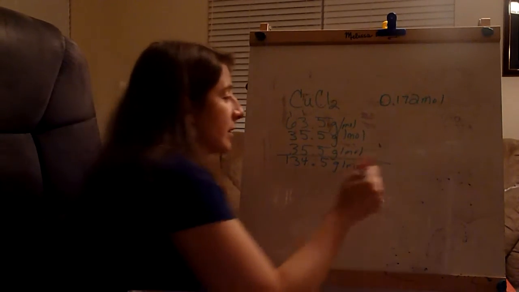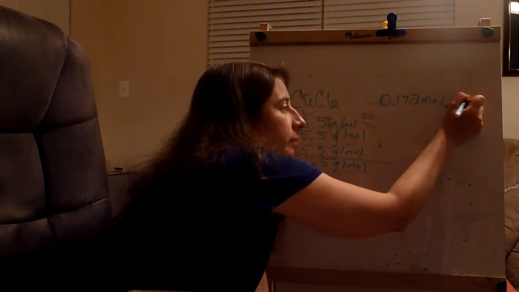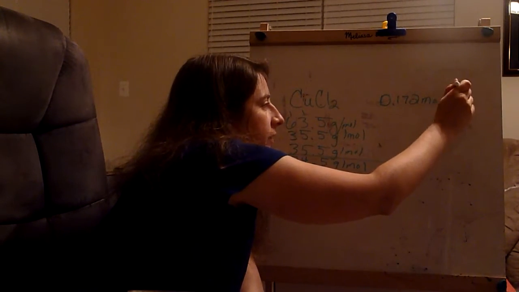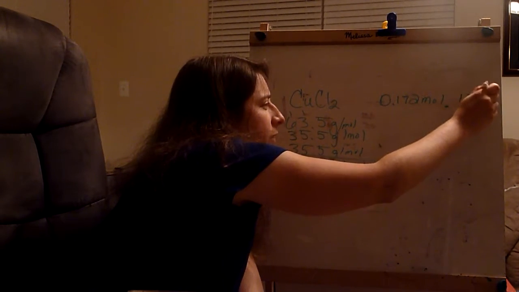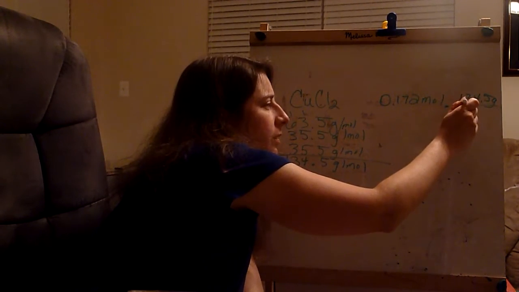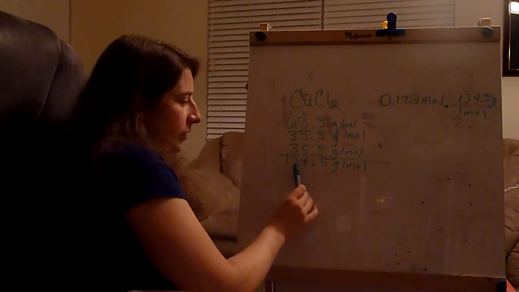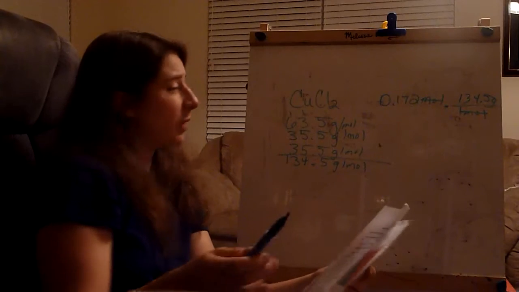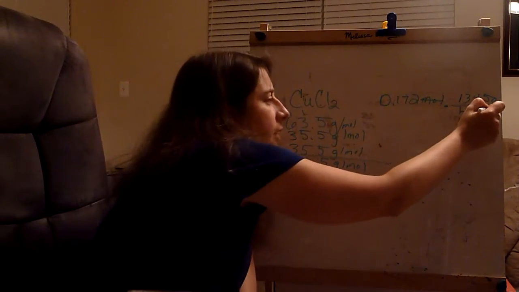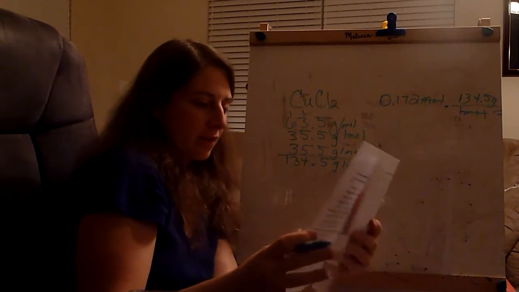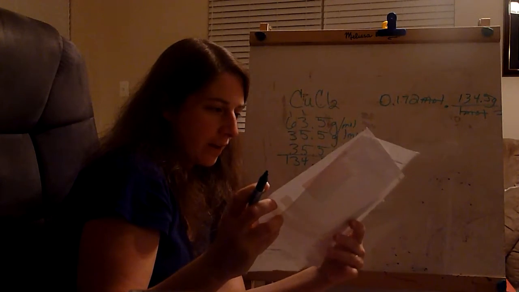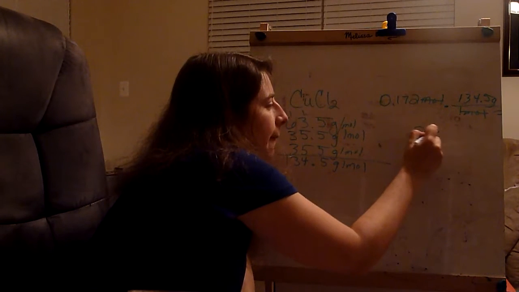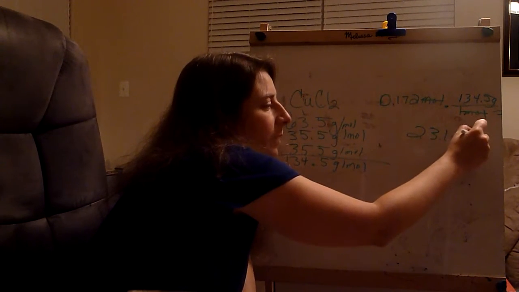Well, I'll just use my mole ratio. And I find I have 134.5 grams to a mole from here. So that means I can cancel out my moles. If I multiply 0.172 times 134.5, I find that I have 23.1 grams of copper chloride.